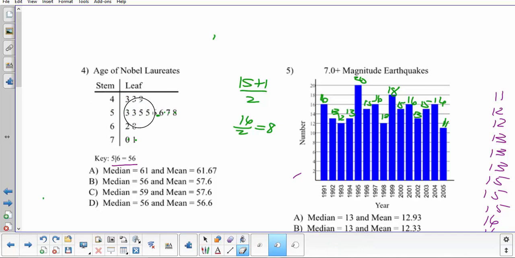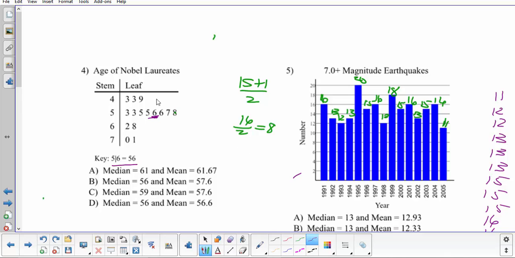To find the median, we count the number of numbers in the leaves. The number of leaves was 15, add 1, divided by 2, and so we're looking for the 8th number. 1, 2, 3, 4, 5, 6, 7, 8 puts me here at 56. Checking the other direction, I also get 56.